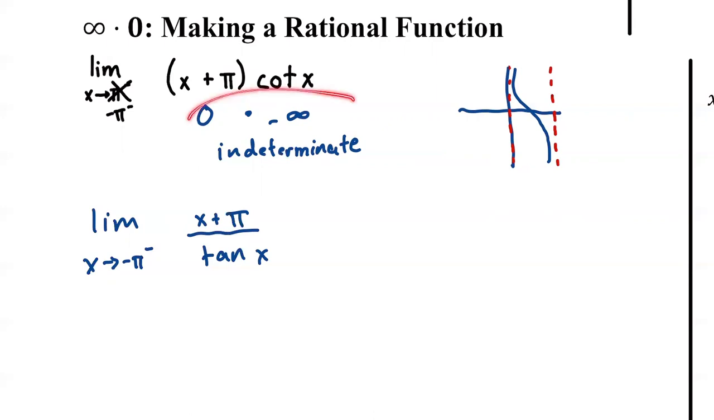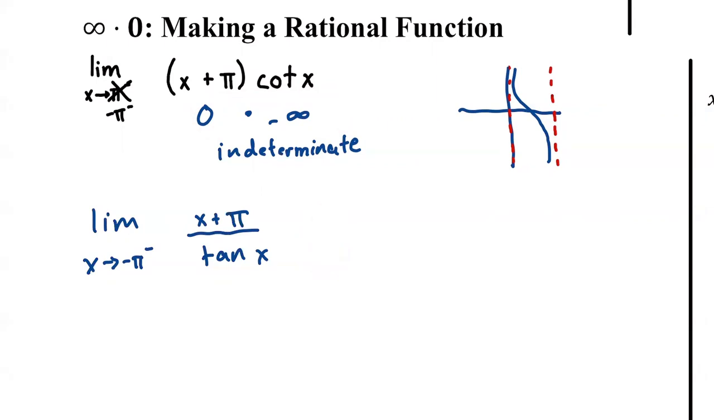Now, I already checked that this was indeterminate. Again, you could have even checked it here. You would have had 0 over, and tangent would have been tangent of negative pi. That would be 0. So you would have 0 over 0 here. So again, it doesn't matter where you check it. This would have been 0 over 0 if you want to consider that.